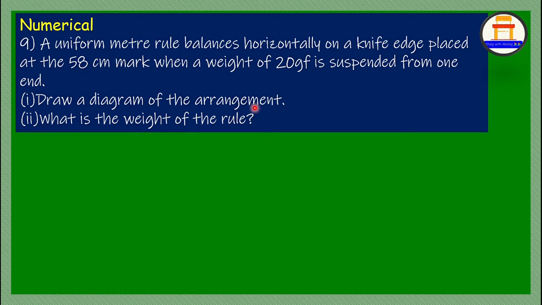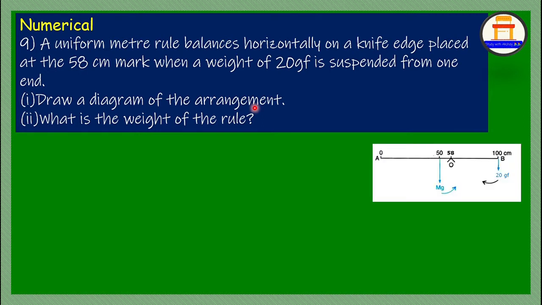So I did not draw it for the previous one. For this one, they have asked for it, so it is compulsory. 1 mark will be given for the diagram, or else you will lose 1 mark. So let's draw the diagram. This is the diagram, basically. At the 58 centimeter mark it is pivoted, and 20 GF is suspended at one end. It can be either this end or this end, but basically we always take the suspension at the 100 centimeter mark.